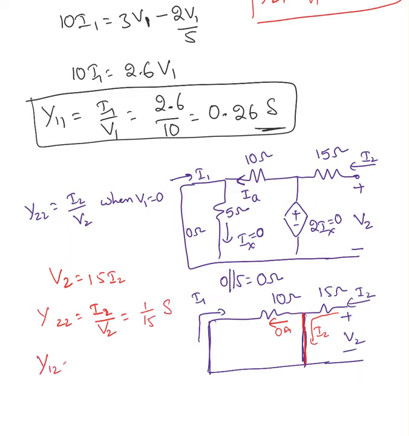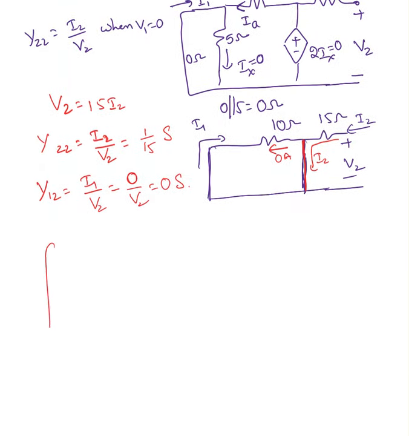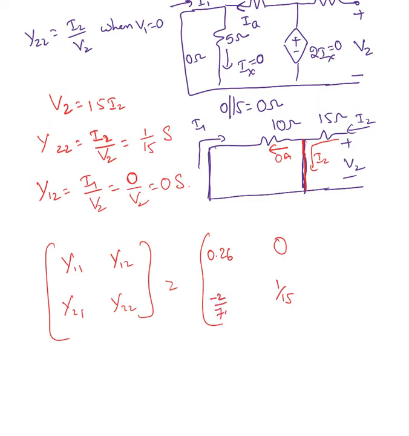And Y12 is nothing but I1 over V2. So here I can clearly see my I1 equal to 0. So 0 over V2, that will give you 0 Siemens. So my final Y parameters, Y11, 12, 21, 22: I have Y12 equal to 0, Y22 equal to 1 over 15, Y11 we have 0.26, and Y21 minus 2 over 75.